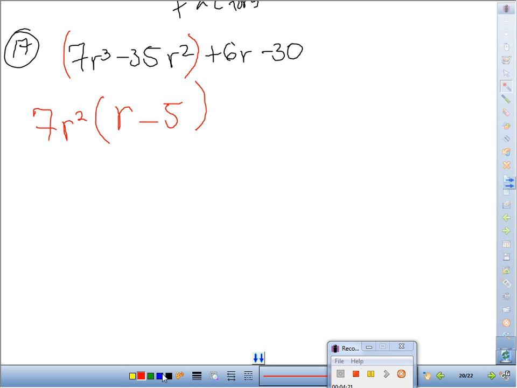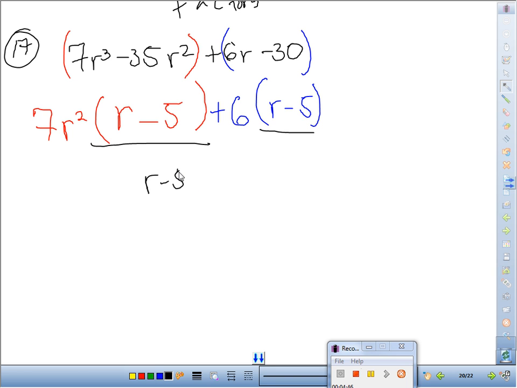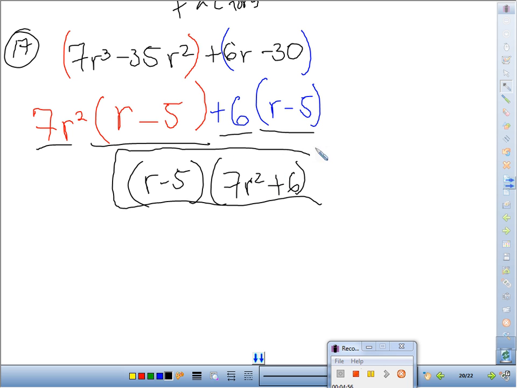Are we there so far? Okay, bring down the plus. Group the last 2. And we got, let's see, what number divides these 2 terms? 5 divides 6? 6. And what do we have left? R minus 5. Therefore, what's my GCF? R minus 5. And this is 7r squared plus 6. Yes? And these are my factors.